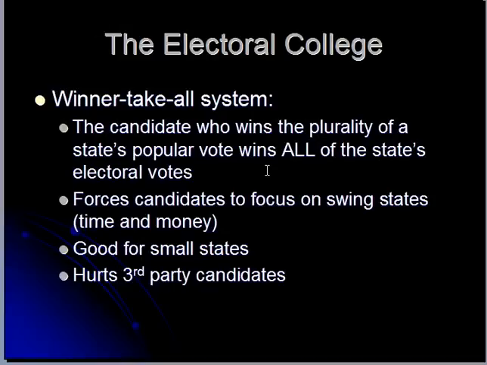But for the most part, in our states, we go by whoever wins the most votes in a state. That's a plurality. They don't need a majority. They don't need to get over 50%. Whoever gets the plurality in a state gets all of the state's electoral votes. That's why it's a winner-take-all system.